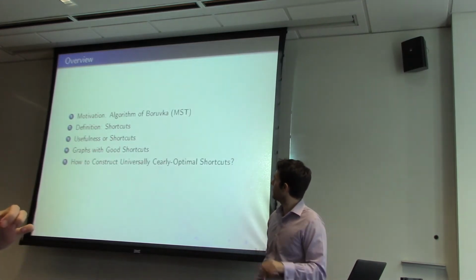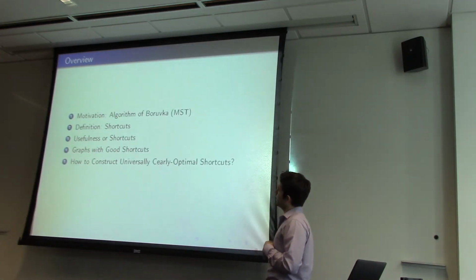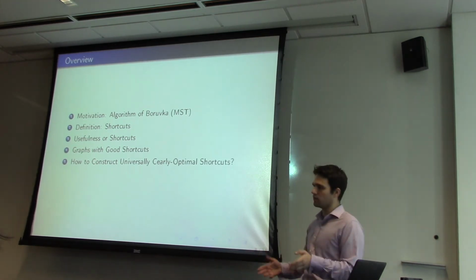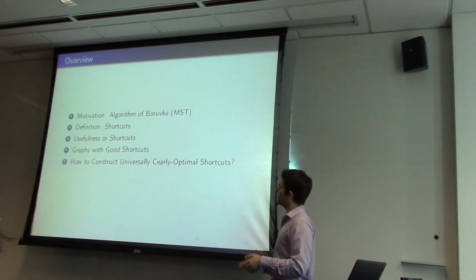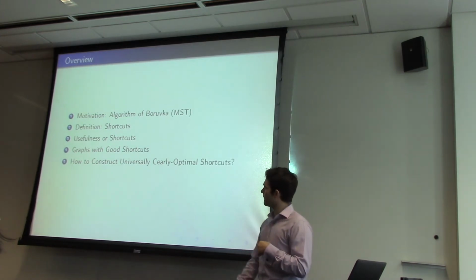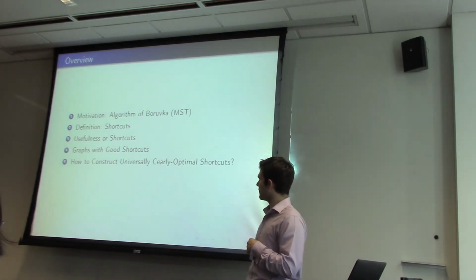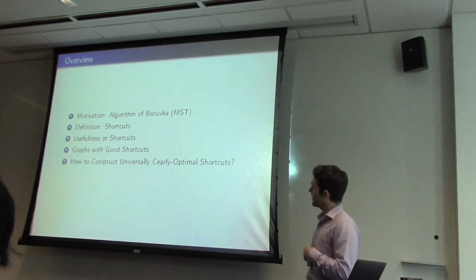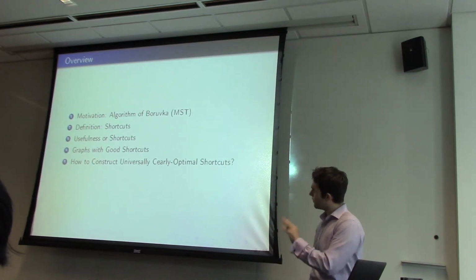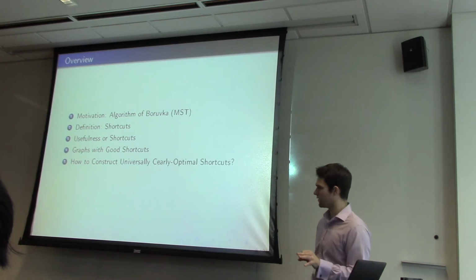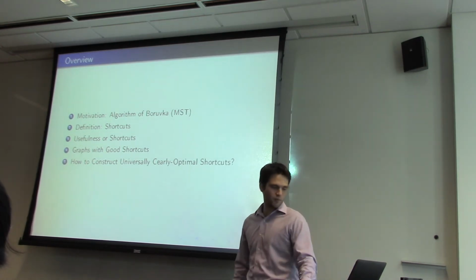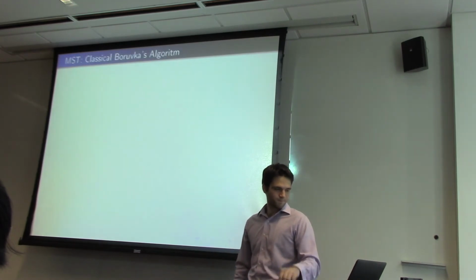Okay. So what are we going to do now? I'm going to motivate the shortcuts and their definition by presenting the classical MST algorithm of Boruvka. We're going to define them. We're going to say why they're useful. We're going to go once over the graphs that have good shortcuts. And then I'm going to talk very briefly about how to construct the universally nearly optimal shortcuts.